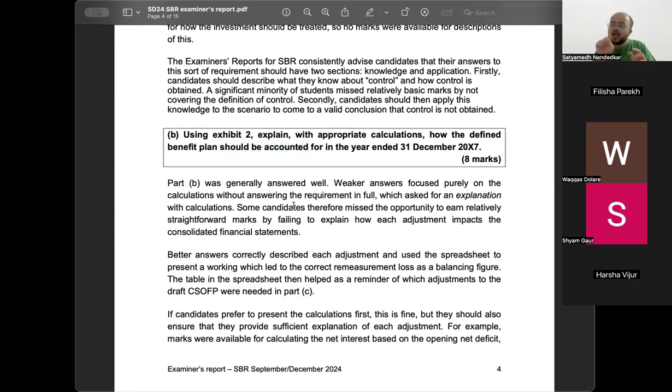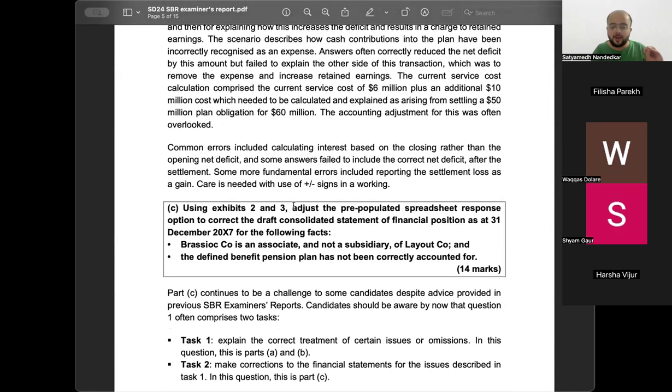ठीक है, ये कहाँ कहाँ जाएगा, where all will it go, will it go to P&L, what part will go to balance sheet, how much amount will go where, and how is it presented. So पूरा description आपको देना पड़ेगा, only after that you will get 8 marks.